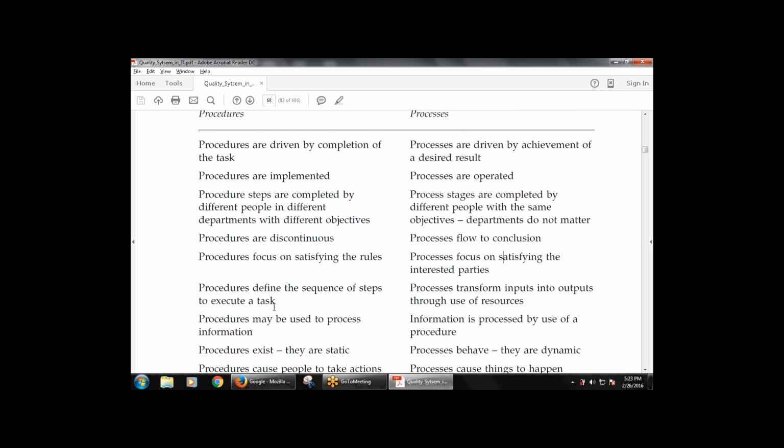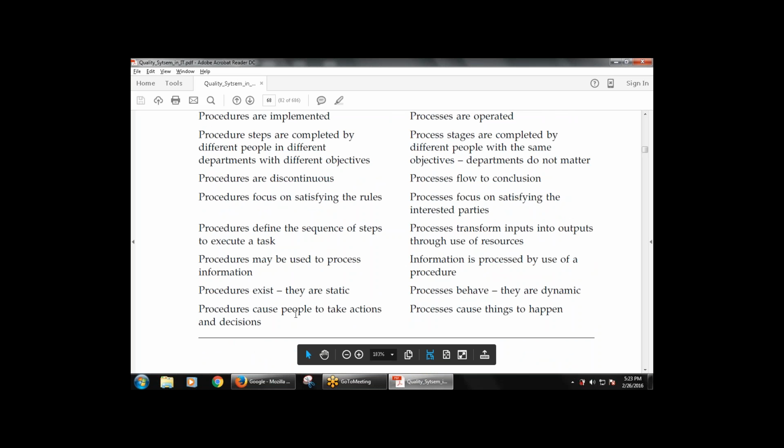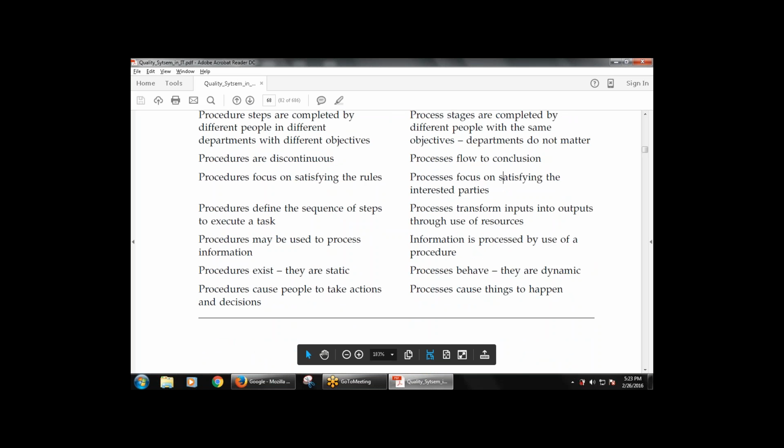And a procedure may be used to process the information.